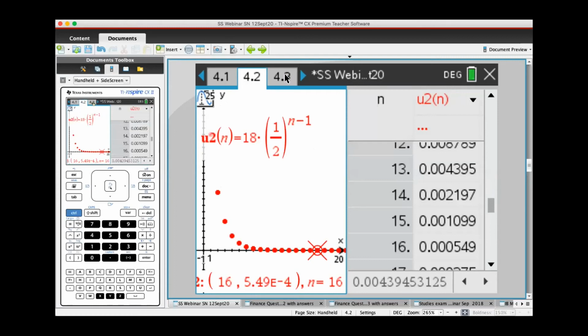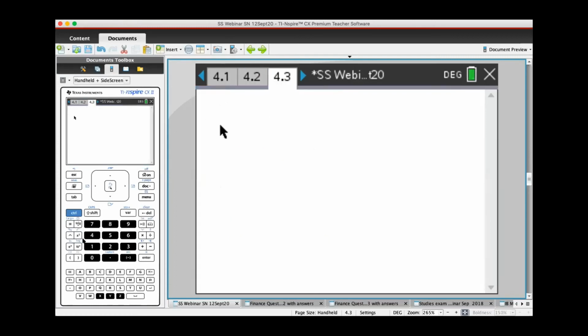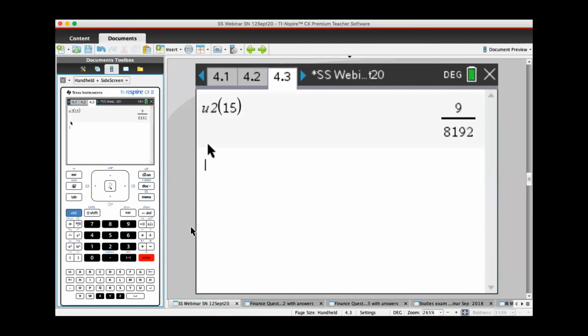So what I could do is I can go on this one and say, I want to find out U2 of 15. You get the same thing, but I'm showing you different ways to get it. And if you see, the U2 is defined, even if you define it on the graph, you do not have to define it on the calculator application. You can also define it in all applications. So this one I had defined in the graph, and I'm going to press enter, and I get the value.